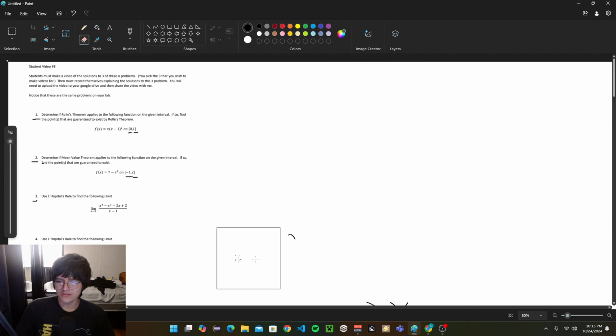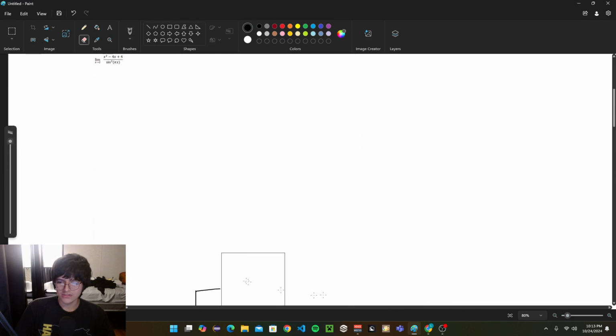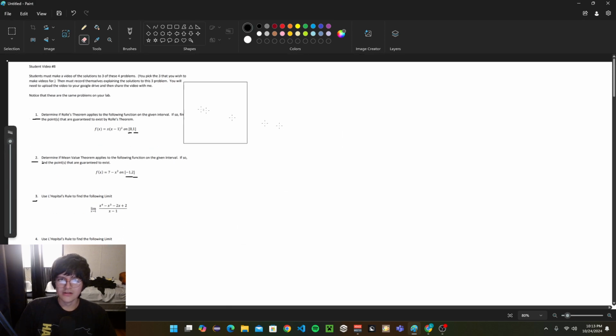Now I'm going to erase for the last problem, which isn't going to take long. Okay, it says use L'Hopital's rule to find the following limit. So this rule is essentially telling us that if we plug in this number right here, and we get a 0 on top and 0 on the bottom, we are going to have to find the derivative, plug that one back in, and if it's 0 over 0, keep finding the derivative until you get something that does not give you 0 over 0.